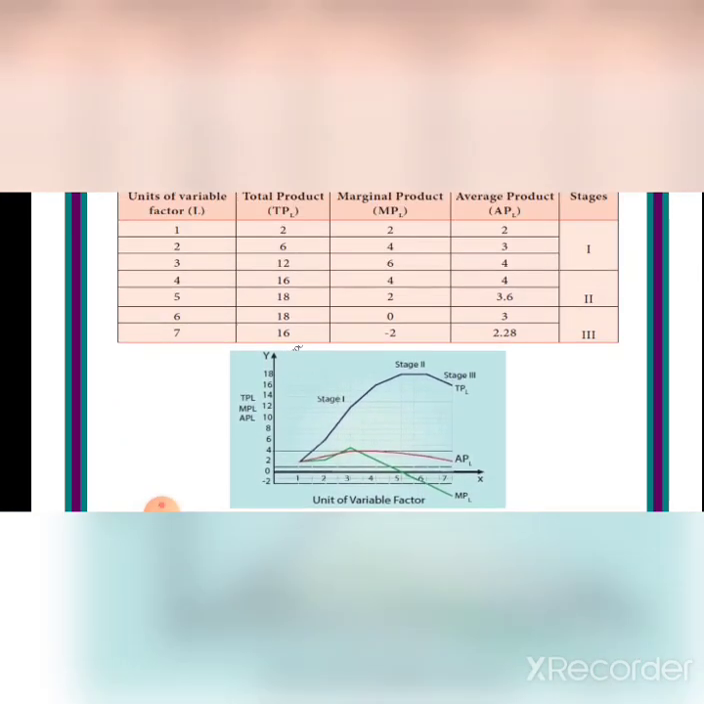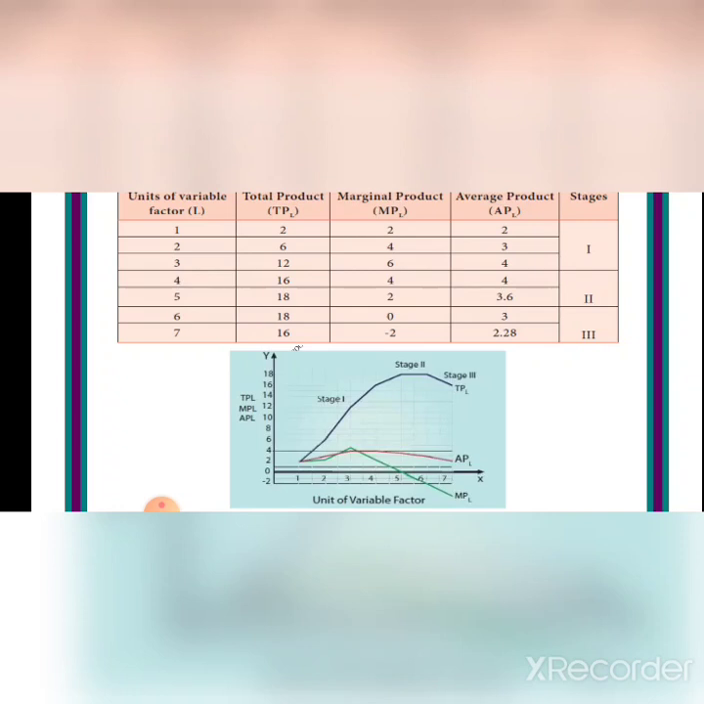And 16 by 4 is equal to 4. 18 by 5 is equal to 3.6. And 18 by 6 is equal to 3. 16 by 7 is equal to 2.8. So we are calculating like this. First the total product is given, and you calculate the marginal product by subtracting. Next you use the formula and find out AP: TP by N, where TP is given in the first column and N is the number. So you find out the stages. With this tabular column, you will draw the diagram for the law of variable proportion.